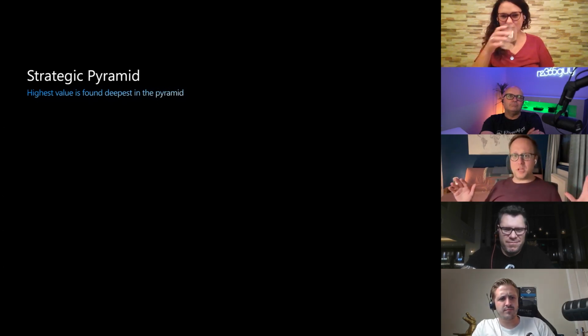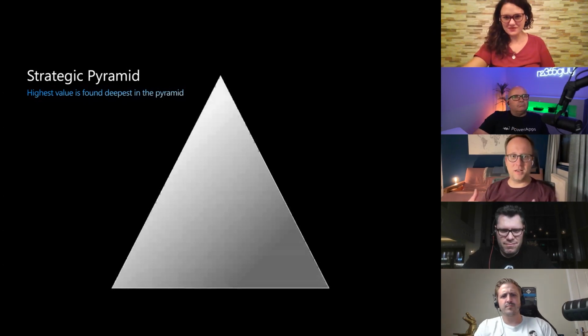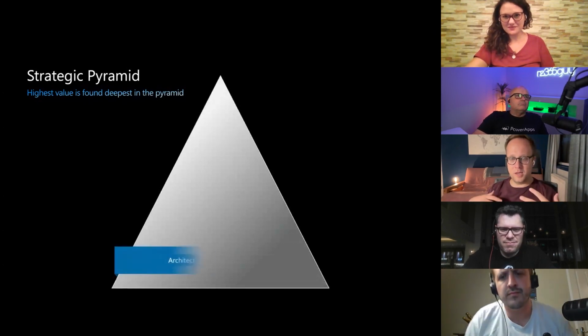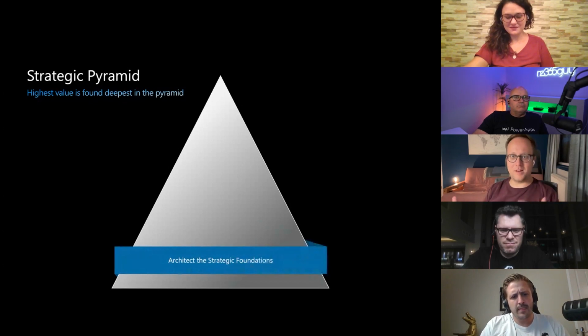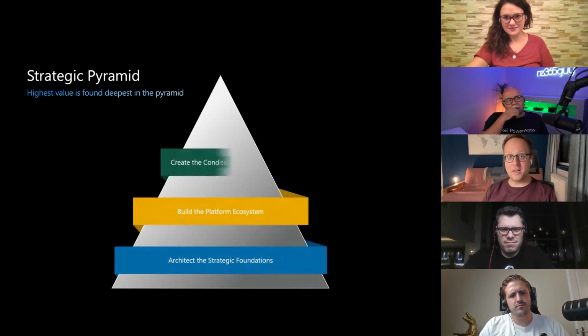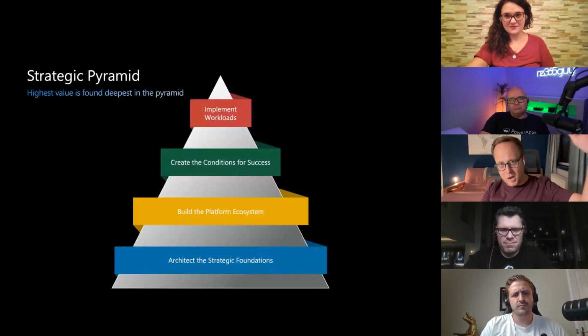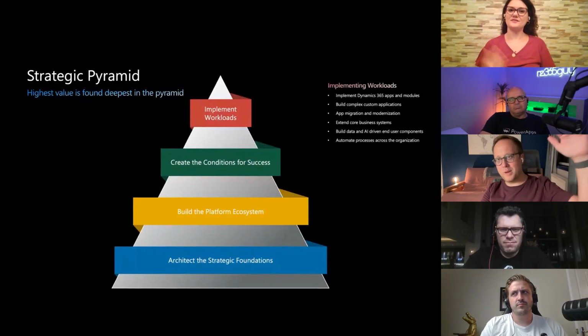What we did is we came up with this idea. We were trying to explain to everyone how value works, the value of where we spend our time, the value of where organizations invest their money and their time when it comes to ecosystem architecture. So we cooked up this idea of the strategic pyramid, and what you see here is that we have 4 layers. And up at the top, we start with implement workloads.